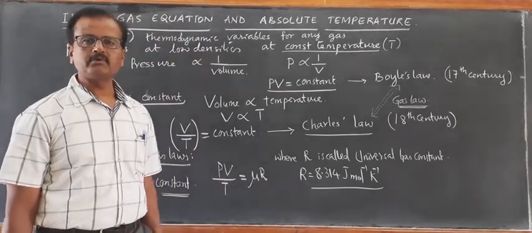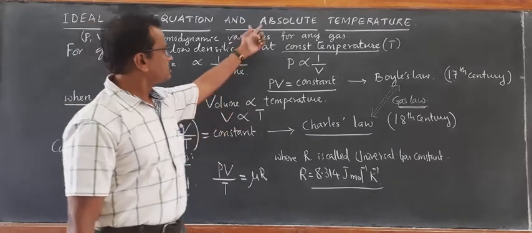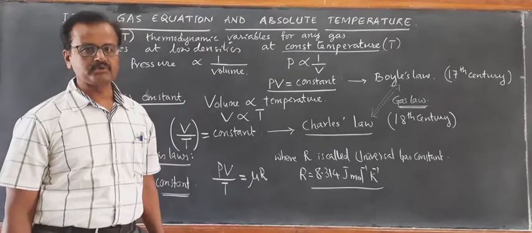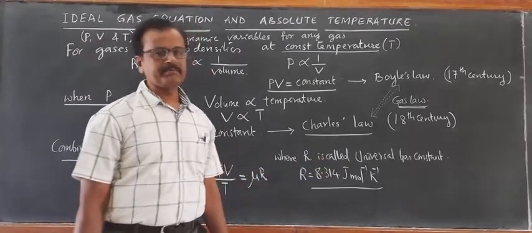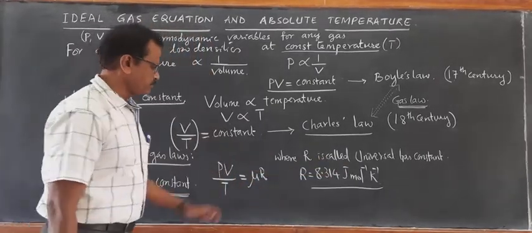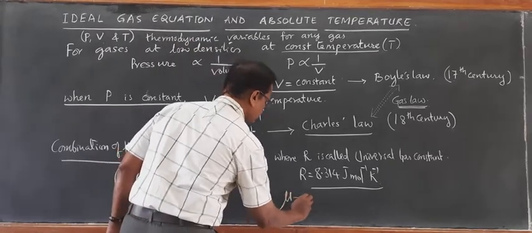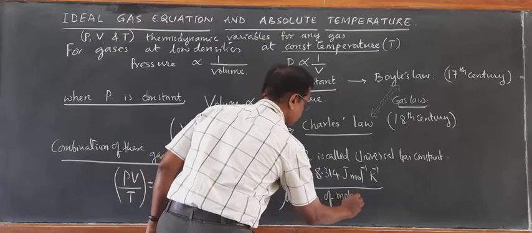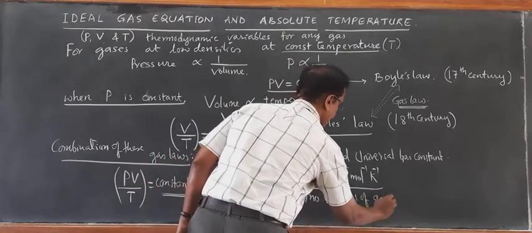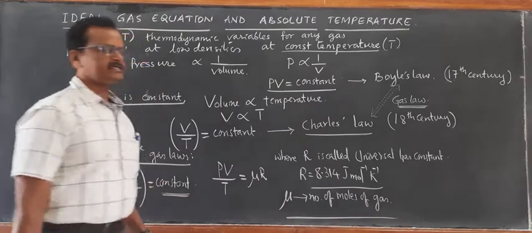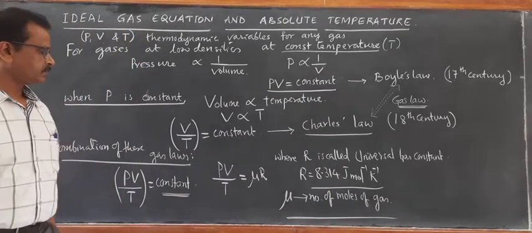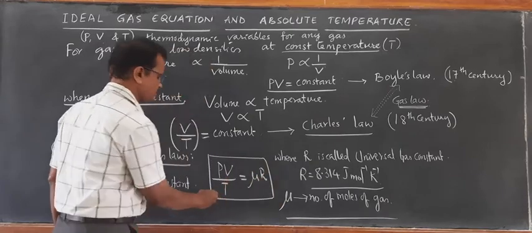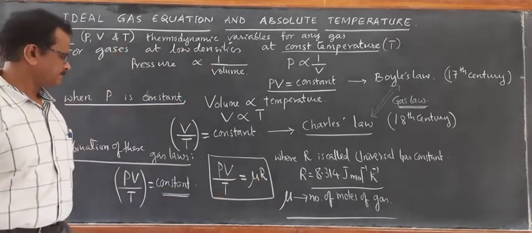Okay, we are going to discuss that next, absolute temperature. Temperature measured in Kelvin is called absolute temperature. So the SI unit of temperature is Kelvin. And what is mu? Mu is the number of moles of gas taken at low densities, right? So this is known as the ideal gas law and ideal gas equation.